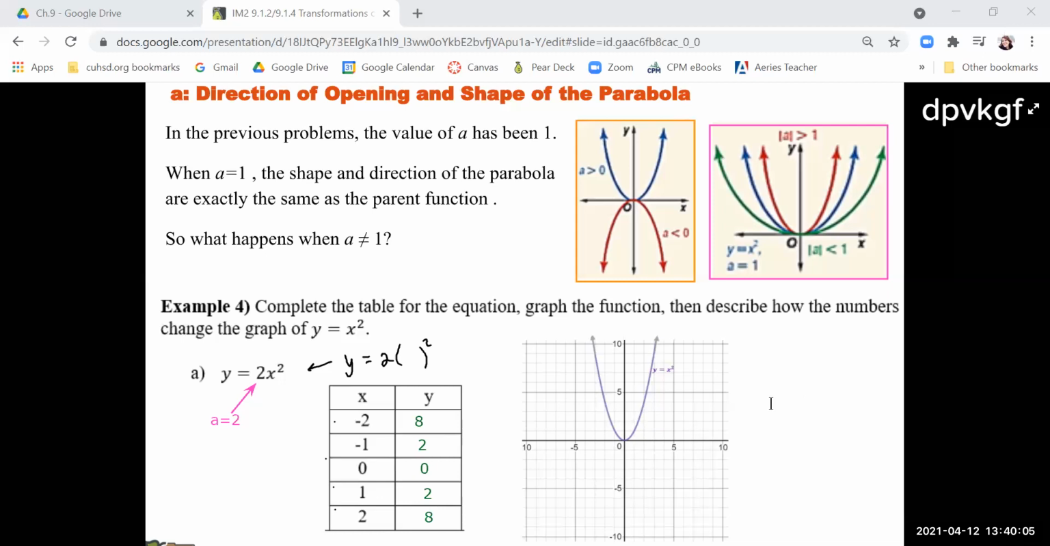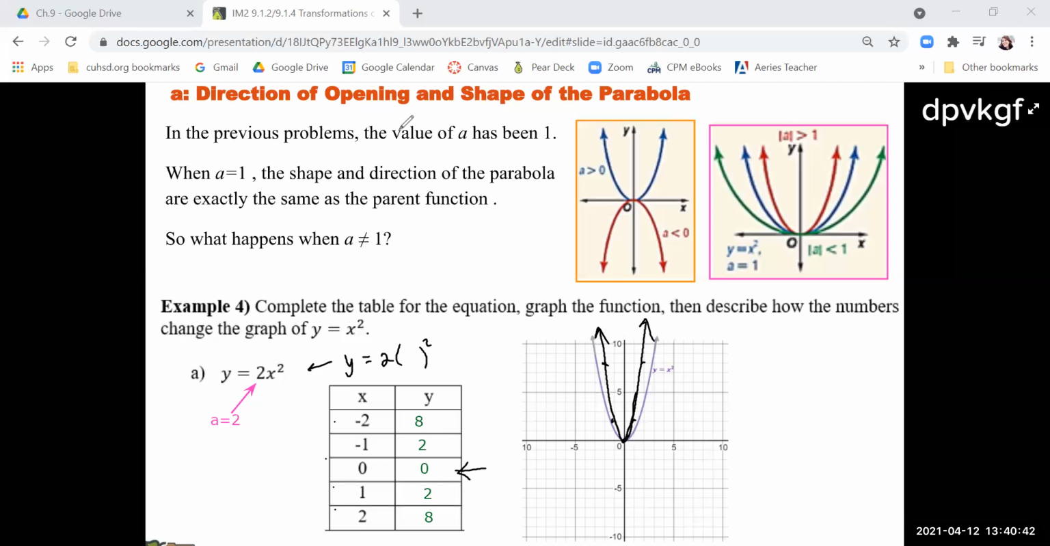So when we graph this, we still have (0, 0) as our vertex in the middle. You can see that right here, right? We have a (0, 0) point. But now we have (-1, 2), (1, 2), (-2, 8), (2, 8). And you can see how the parabola has become quite a bit steeper.